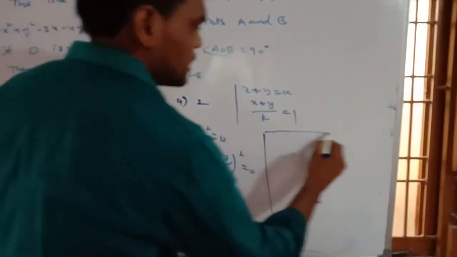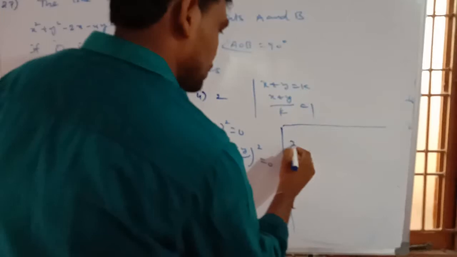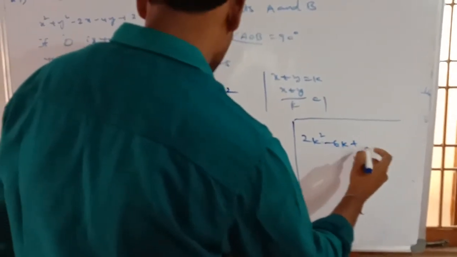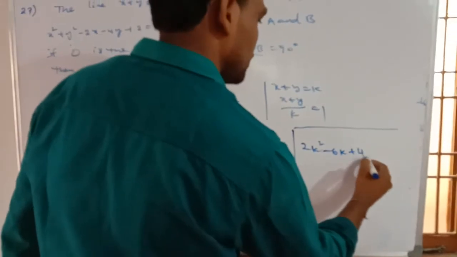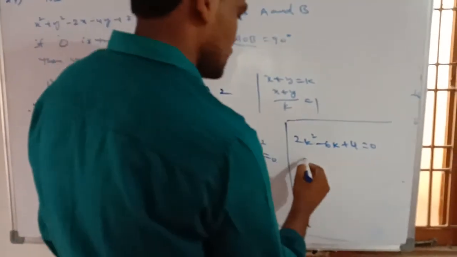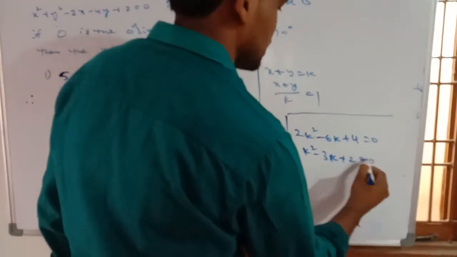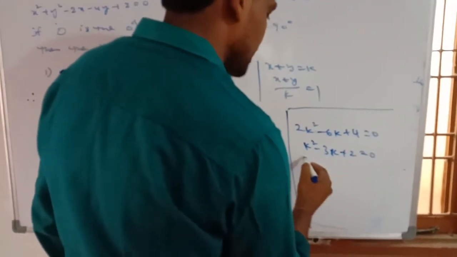Now the LCM is k square. 2k square minus 6k plus 4 is equal to 0. This is k square minus 3k plus 2 is equal to 0. Now factorize the quadratic equation.